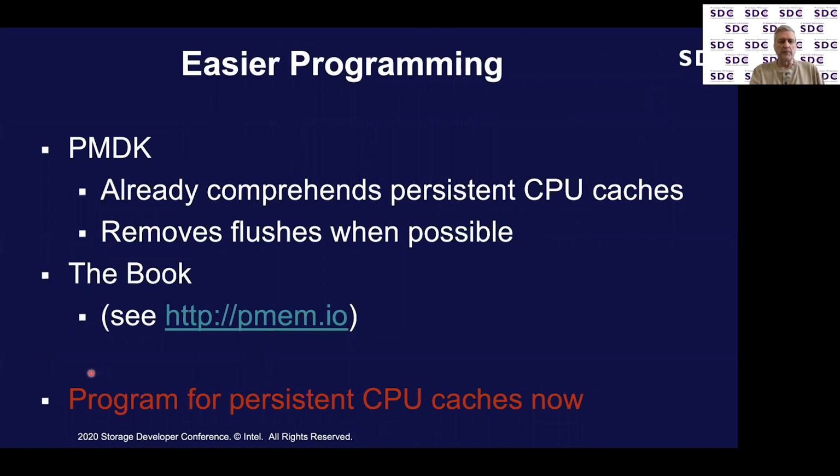So the real point that I'm trying to make here is that even if you don't have a machine today that has persistent CPU caches, they're coming soon. You should be programming for them today by either using a library that already knows how to do it, or doing it yourself in the way that I described in this talk.